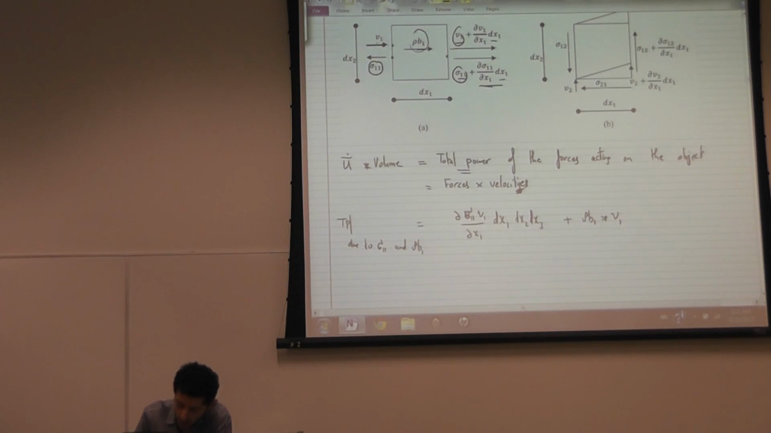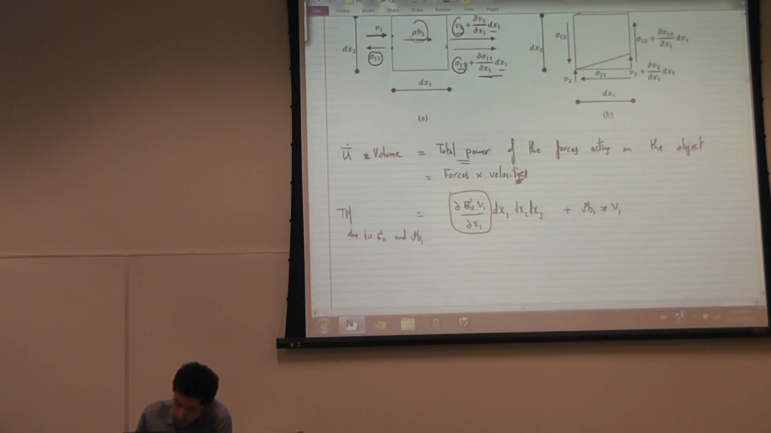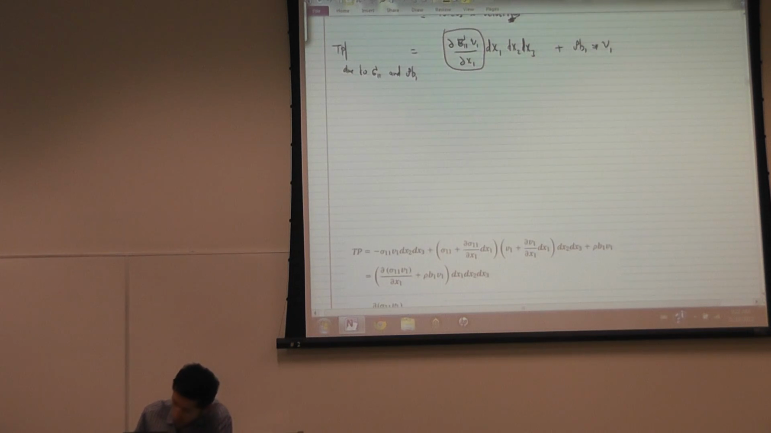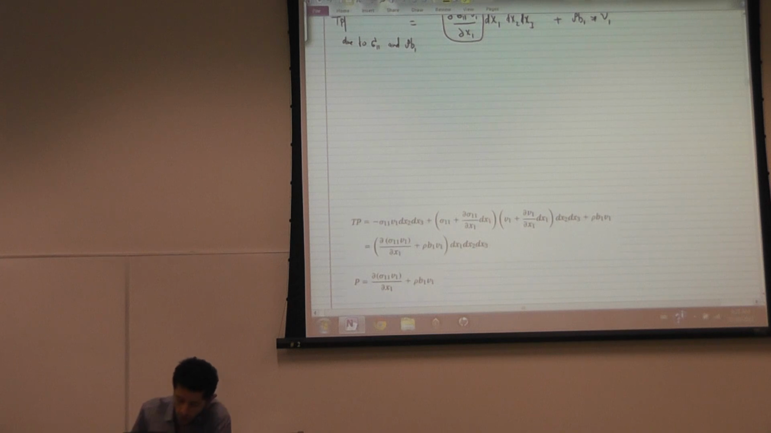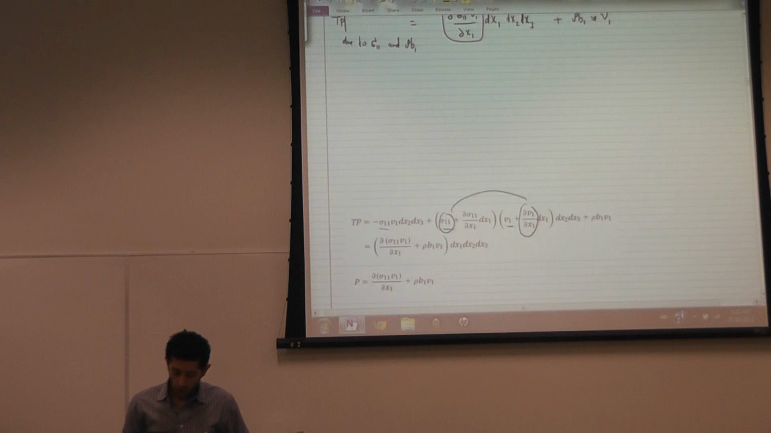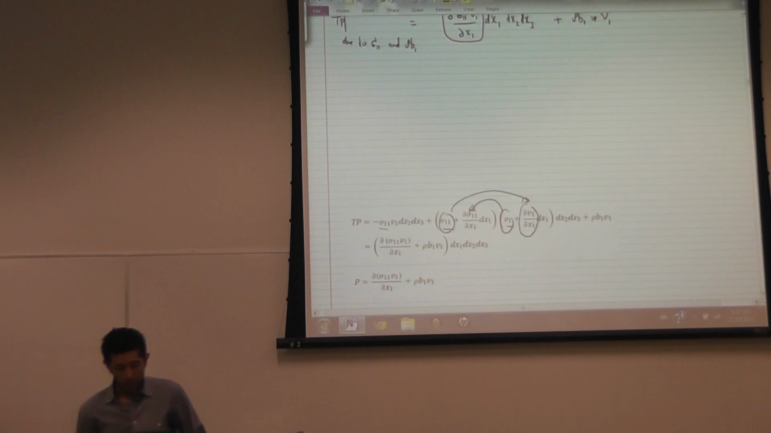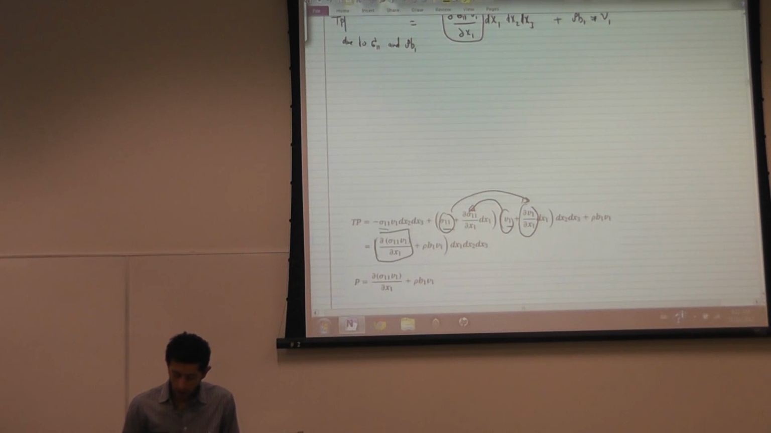This term comes from: you have got sigma 1,1 v1, sigma 1,1 v1 cancel out, and you have sigma 1,1 multiplied by partial v1 by partial x1 plus v1 multiplied by partial sigma 1,1 by partial x1. So you get this term, and if we multiply this by this, you get a very small term that can be ignored, and that's equal to 0.